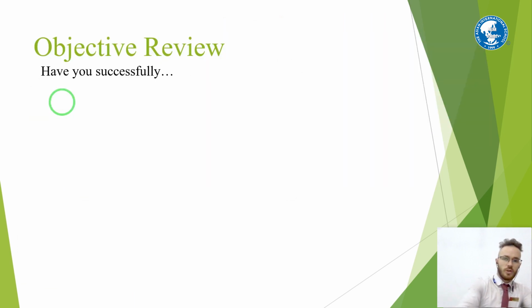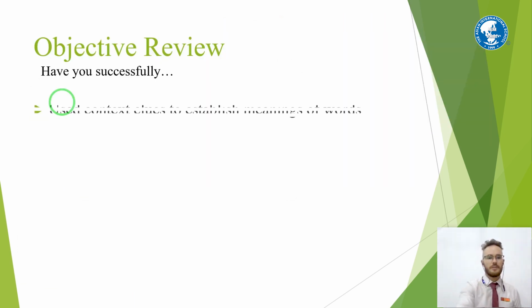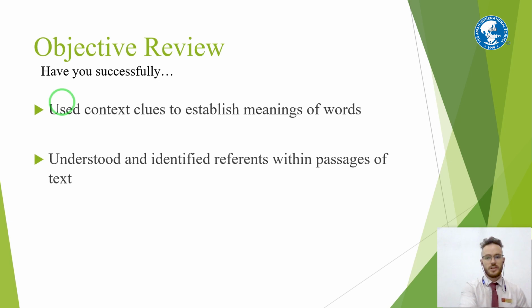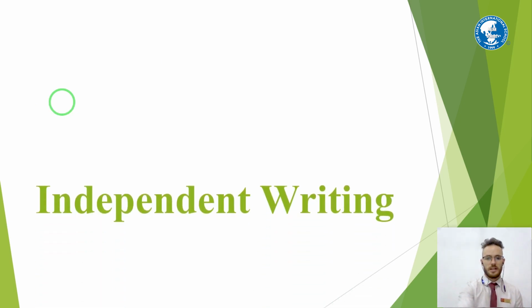Okay, well done if you got all of those correct. So, objective review. Have you successfully used context clues to establish meanings of words? Understood and identified reference within passages of text. If you were able to link the thises and the its and the thems, then that is a yes. If you have done all of those, that is excellent. You're ready to move on to the independent writing for this week.